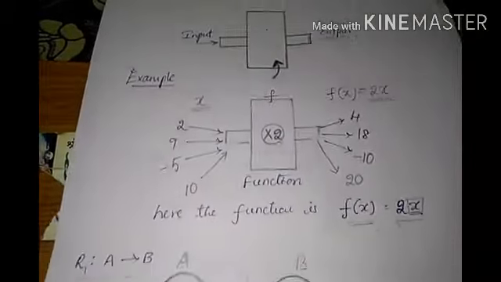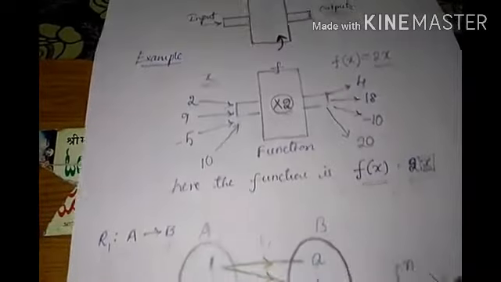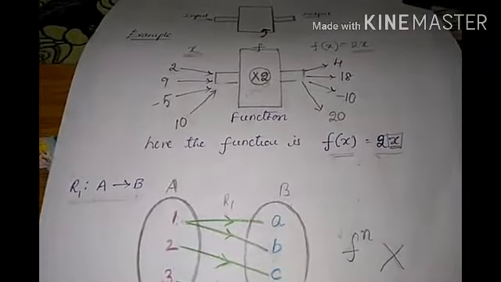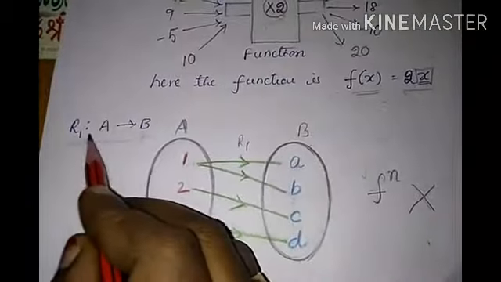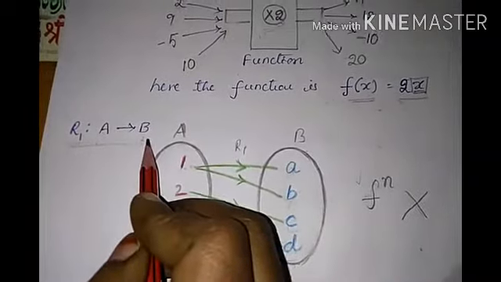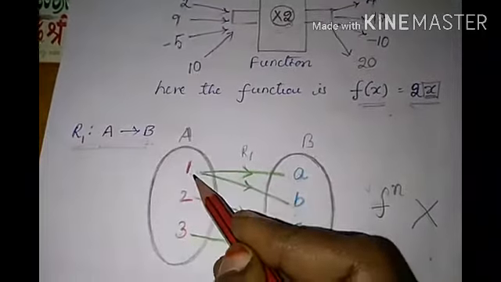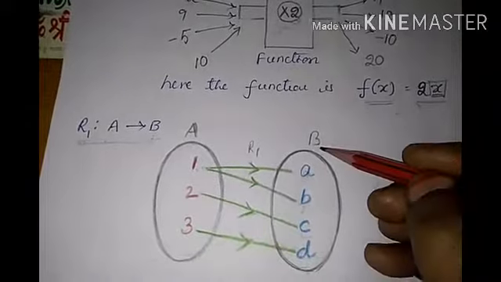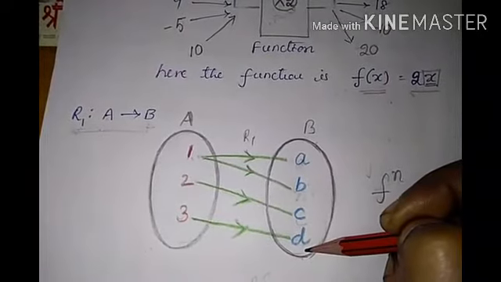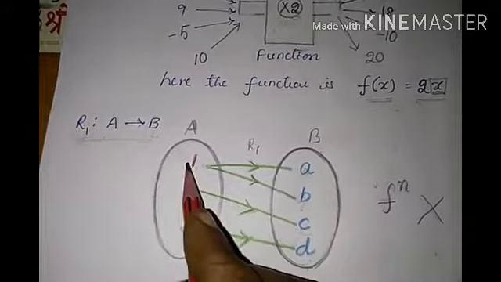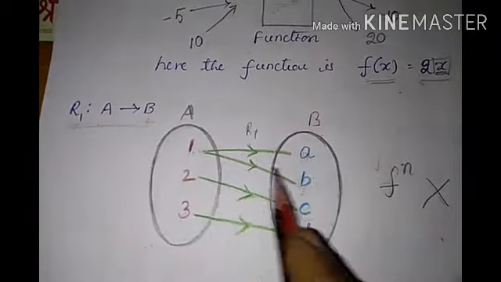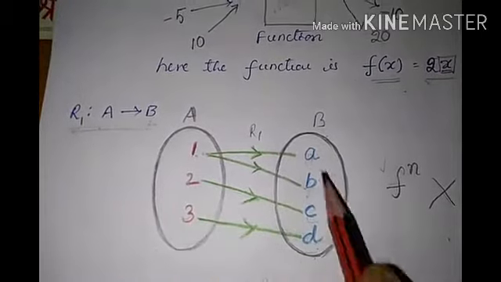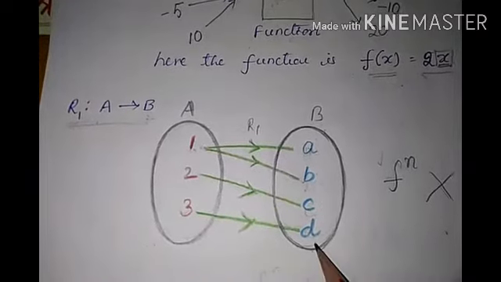Let us verify whether some relations are functions or not. Let us take the first relation. R1 is a relation from A to B. A contains the elements 1, 2, 3 and B contains the elements A, B, C, D. A relation is a mapping from A to B. Now 1 is mapped to A and 1 is mapped to B. 2 is mapped to C. 3 is mapped to D.